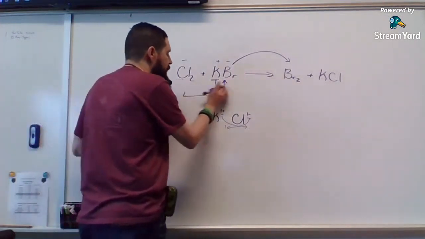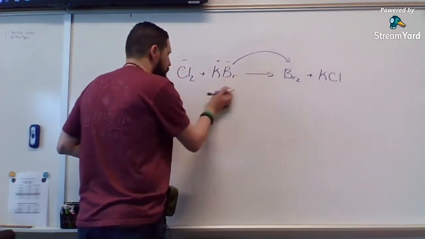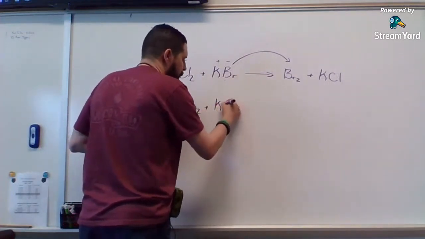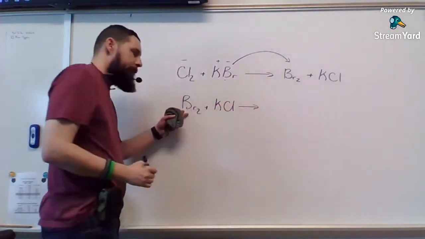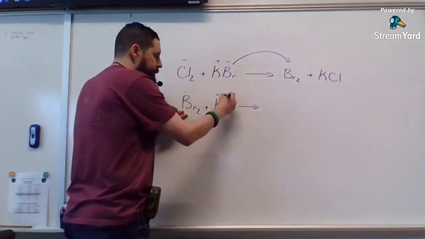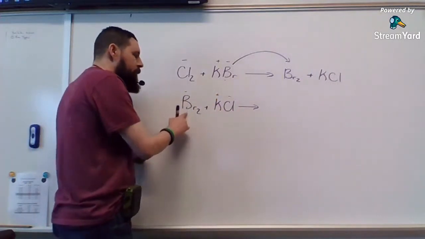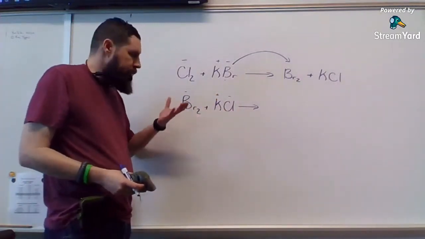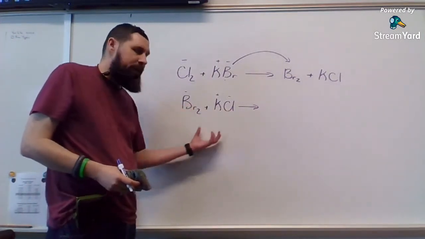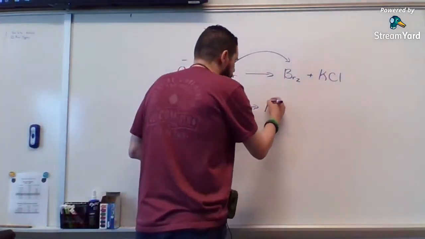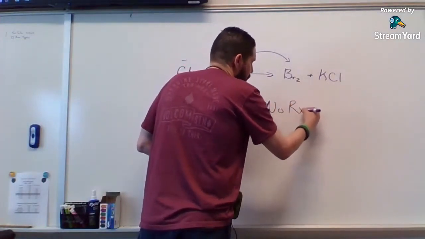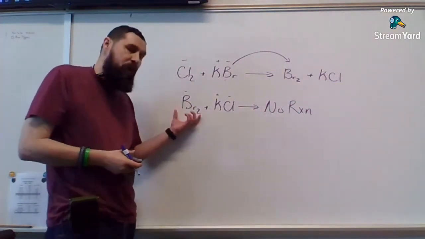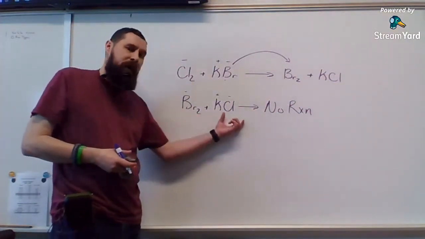Okay? The reverse of this, just to give you this idea, if I now took bromine and tried to react with potassium chloride, bromine being negative, chlorine being negative, bromine would want to try to displace chlorine. But because bromine is lower on the periodic table, it can't. And as I was saying earlier, this is no reaction. Nothing's going to happen because bromine is less active than chlorine.